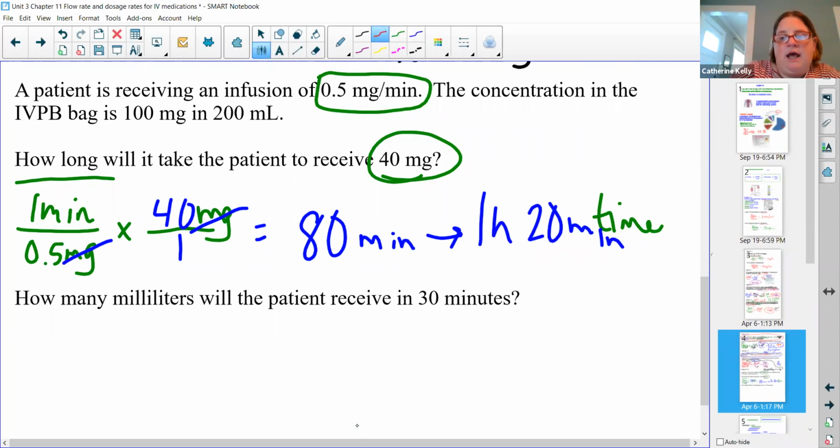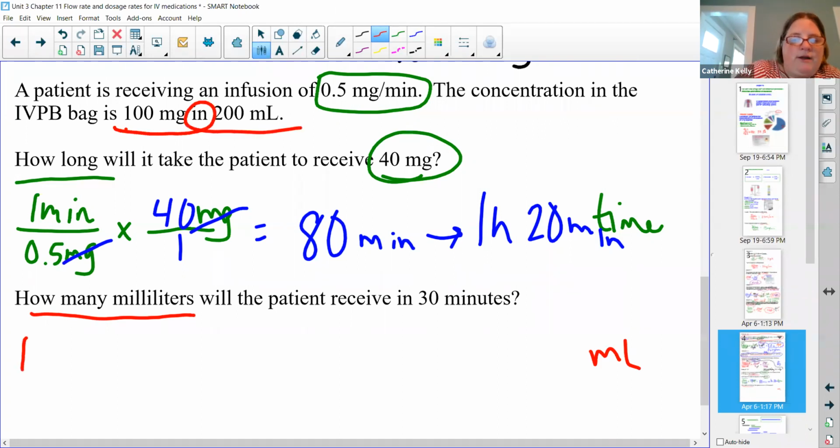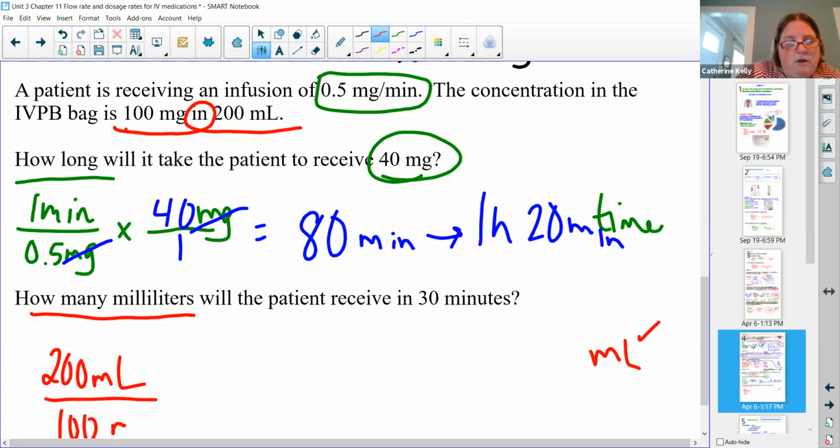Okay, the next question says, how many milliliters will the patient receive in 30 minutes? Well, they're asking how many milliliters, so you need milliliters now with no denominator. The only thing with milliliters that I see in this whole thing is 100 milligrams in 200 milliliters. But remember, milliliters has to go on top because you end with milliliters. So 200 milliliters for every 100 milligrams. But now you've got to get rid of milligrams, so times milligrams.